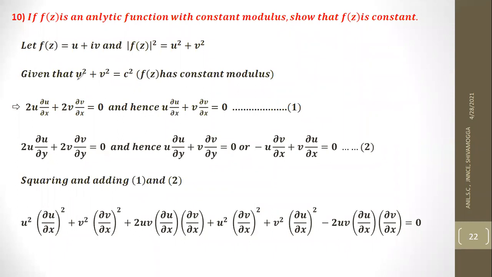Now differentiate this equation, u square plus v square is equal to c square, partially with respect to x. Derivative of u square is 2u, and derivative of u partially with respect to x is del u by del x, plus derivative of v square is 2v, and partial derivative of v with respect to x is del v by del x. And c square is a constant, its derivative must be 0. Here 2 is common in both the terms. Divide the equation throughout by 2. We get u into del u by del x plus v into del v by del x is equal to 0. Let this be equation number 1.